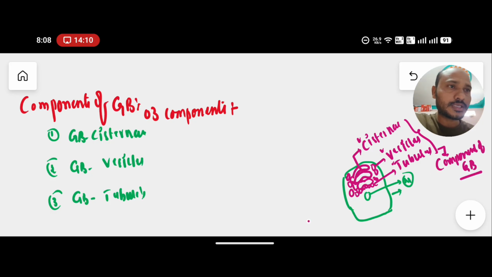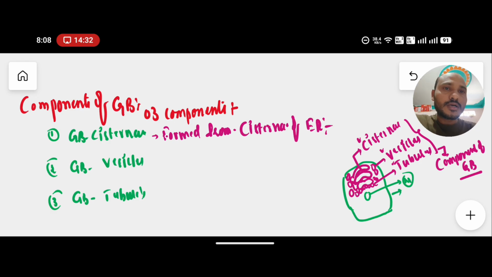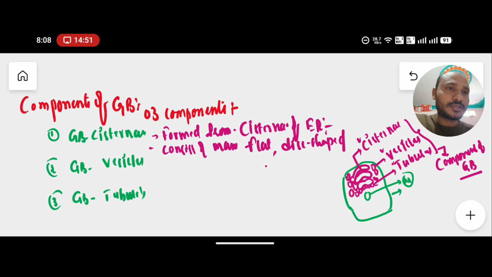Now we will discuss each component in detail. Cisternae: very important, these cisternae are formed from the cisternae of the endoplasmic reticulum. The Golgi body cisternae consist of many flat, disc-shaped structures. This disc-shaped or flat structure has a diameter of about 0.5 to 1.0 micrometer in length. Hence, we can say the size of the Golgi body is 0.5 to 1.0 micrometer.